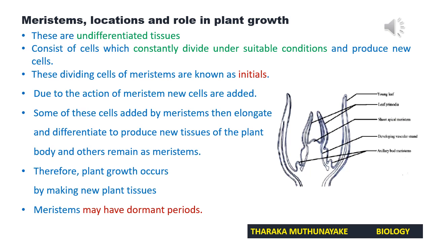It says may, not always, because in some regions throughout the year there are suitable conditions for plant growth. Then in such plants, meristems constantly produce new cells. But if the condition is unfavorable, it may undergo a dormant period.